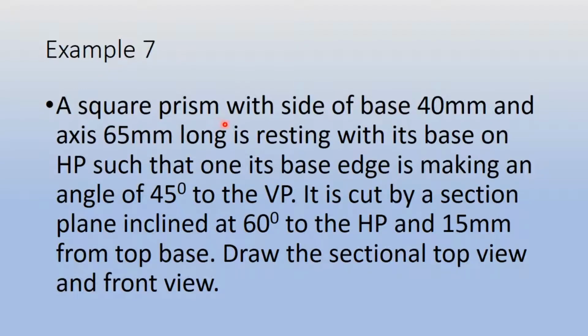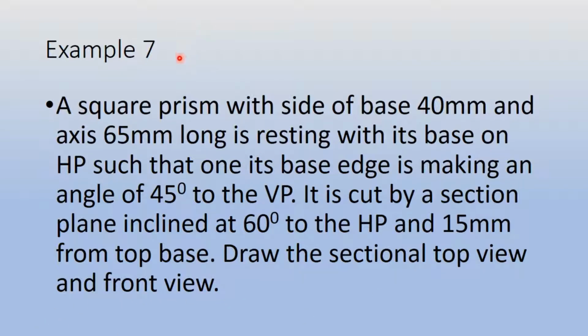Example 7. A square prism with side of base 40 mm and axis 65 mm long is resting with its base on HP such that one of its base edges is making an angle of 45 degree to the VP. It is cut by a section plane inclined at 60 degree to the HP and 15 mm from the top base. Draw the sectional top view and front view.